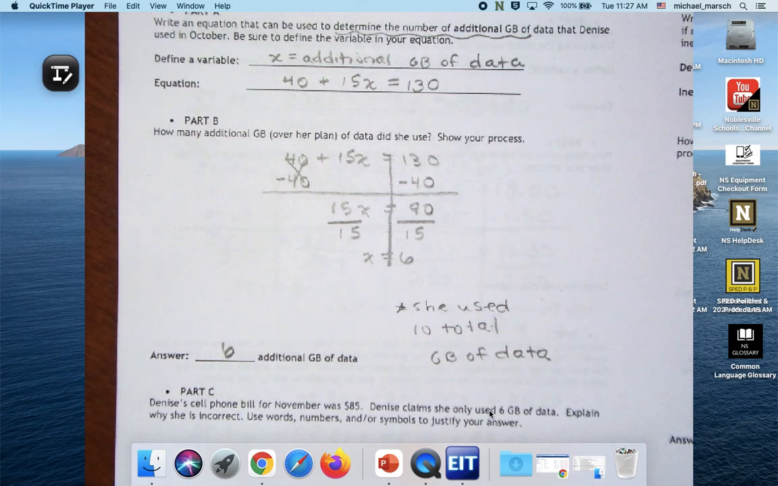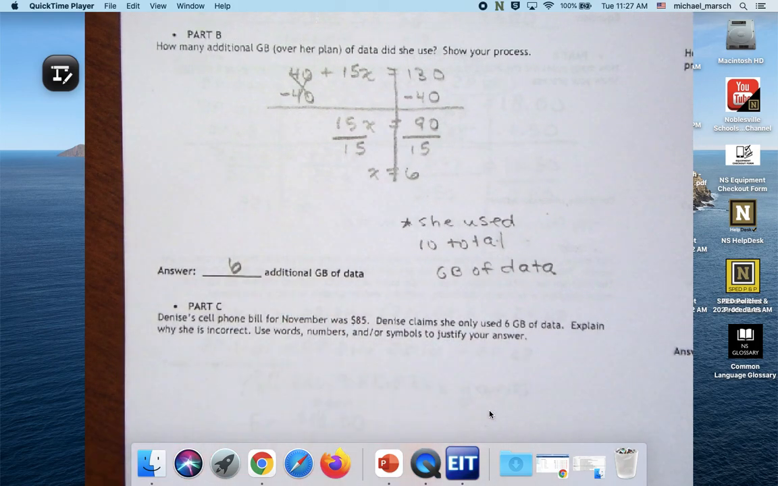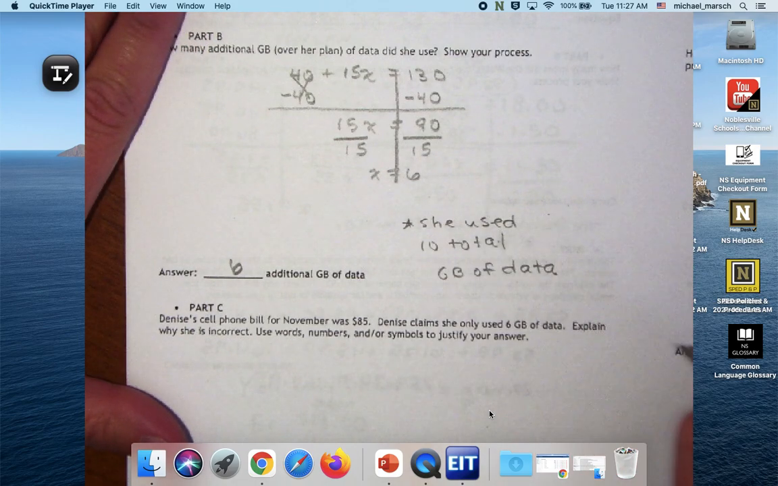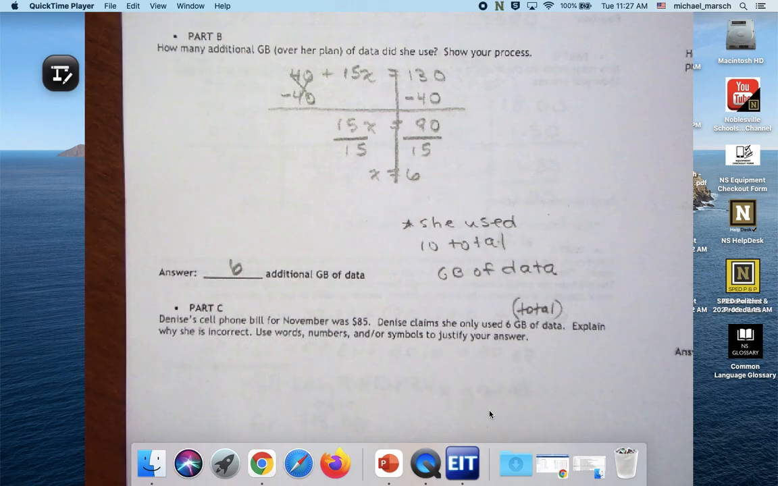Hey! Okay, let's look at part C. Her bill for November is $85. She claims she only used 6 gigabytes of data. We're going to write the word total here. Explain why she's incorrect. So she says she used 6 total gigabytes of data. So what can we use from all this information we've been given to figure out how she's wrong? What can we do?